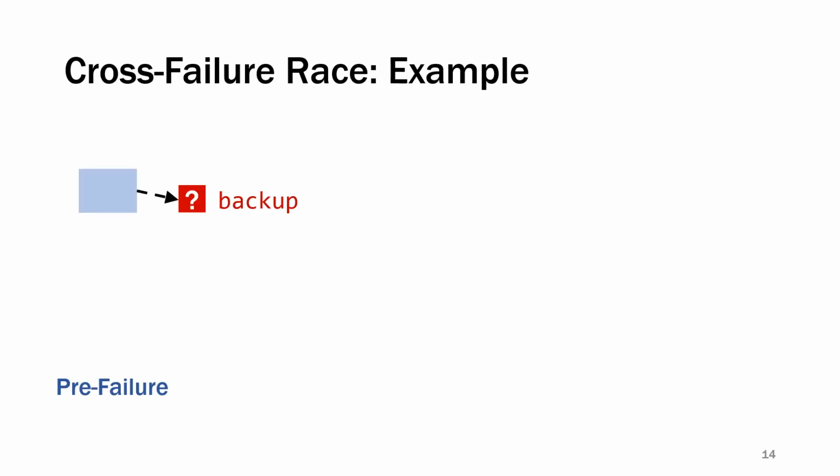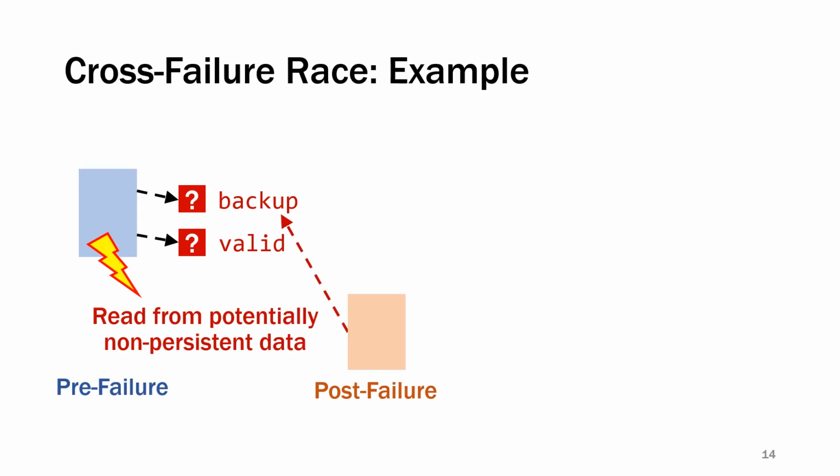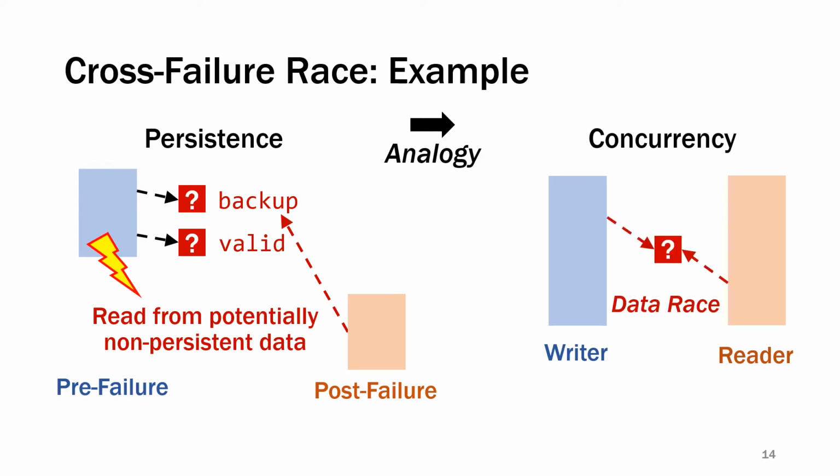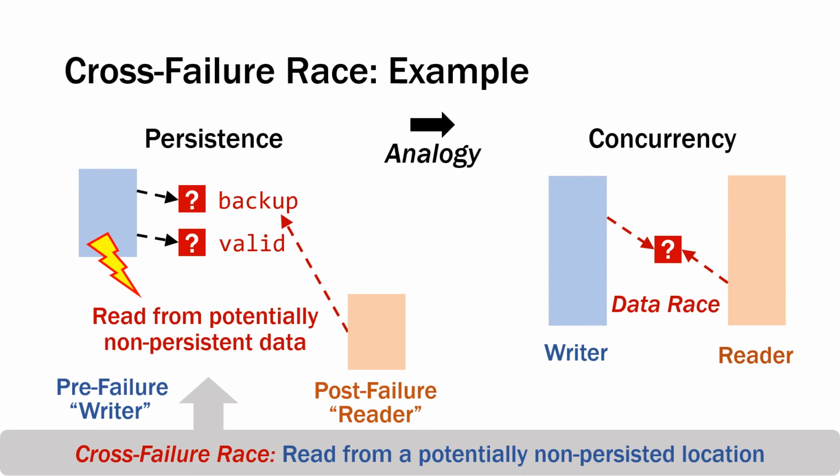Recall the previous example where the backup is not written back explicitly. After failure, the post-failure program can read from such a non-persistent location. Let's make an analogy between persistence and concurrency. In a multi-threaded program, when a writer and a reader try to access the same piece of data concurrently, a data race occurs. For persistent memory, as data in such non-persistent location is undetermined, just like the data race scenario, the pre-failure actually acts as a writer and the post-failure actually acts as a reader.